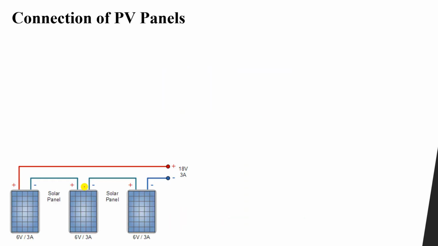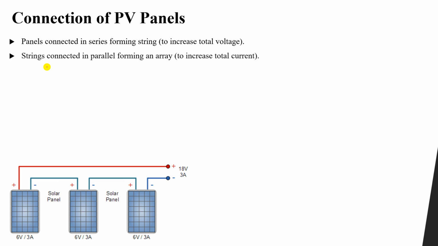Okay, now the same idea for panels. As you can see here, we have two connections of panels. We have connected in series. When panels are connected in series, they form something which we call a string of panels or string of modules. It means that we have a group of panels connected in series. Why is this? To increase the total output voltage. And when we have strings which we connected in parallel, we form an array. This array will increase the total current.